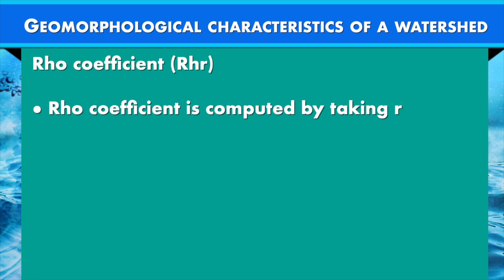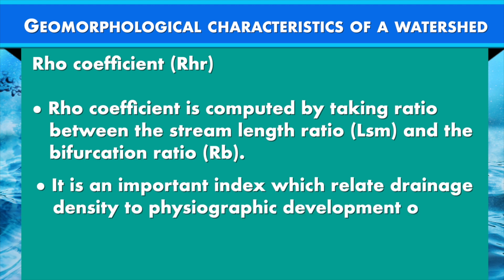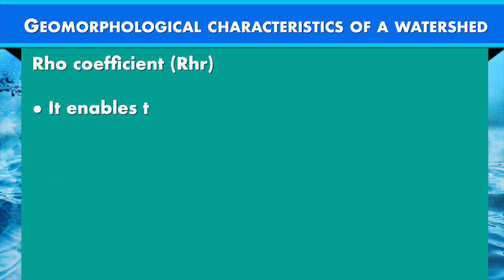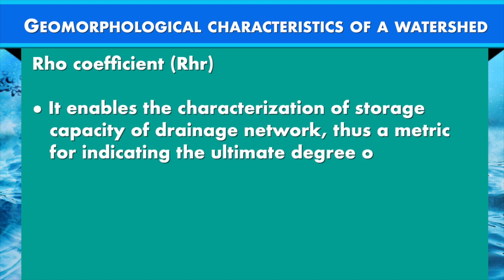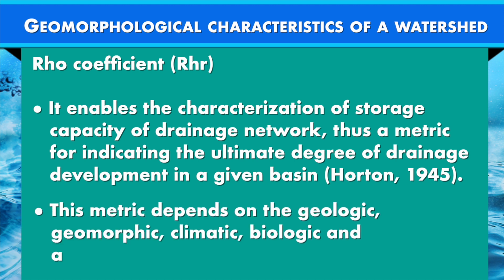Rho coefficient is computed by taking the ratio between the stream length ratio and the bifurcation ratio. It is an important index that relates drainage density to the physiographic development of a drainage basin. It enables the characterization of the storage capacity of the drainage network, thus a metric for indicating the highest degree of drainage development in a given basin. This metric depends on geological, morphological, climatic, biological, and anthropogenic factors.